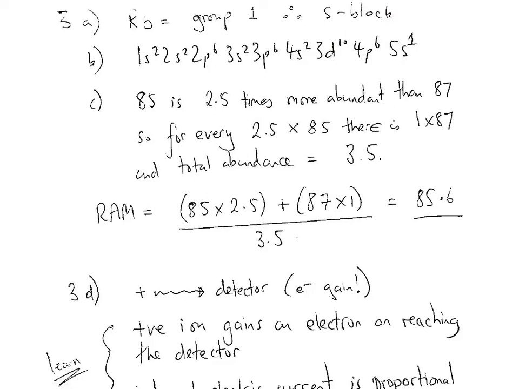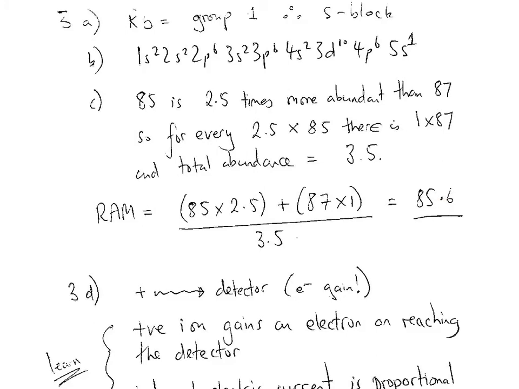Part C, you needed to work out the relative atomic mass of rubidium given the information. Well, 85 is 2.5 times more abundant than 87, so for every 2.5 85s, there is one 87 isotope. So 2.5 plus 1 equals 3.5. You then construct your equation, same as the equation above, so 85 m/z times by 2.5, plus 87 times by 1, divide by 3.5 because the total of 1 and 2.5 is 3.5. That goes below, that's the total relative abundance or relative intensity, gives you a value of 85.6.